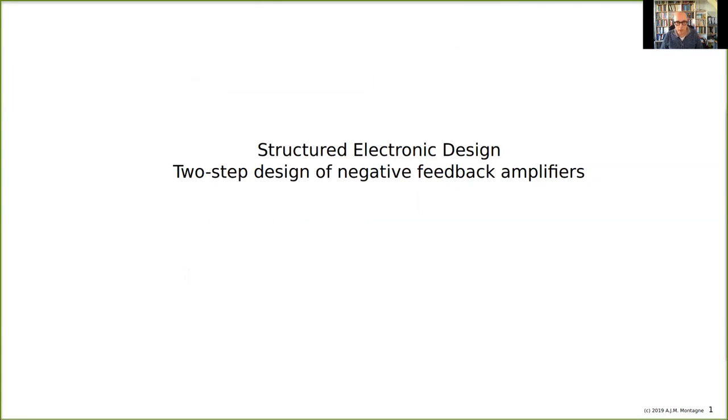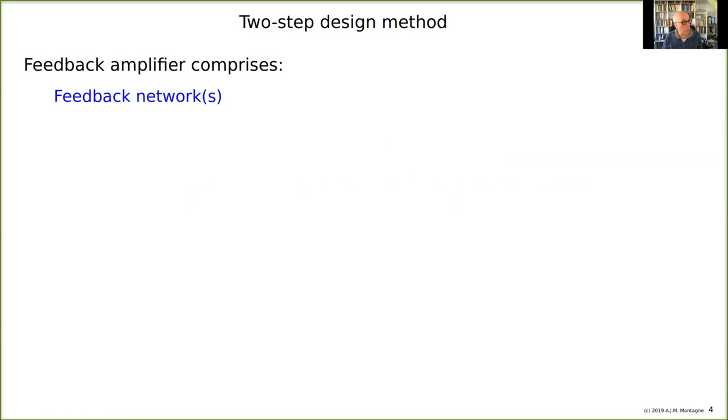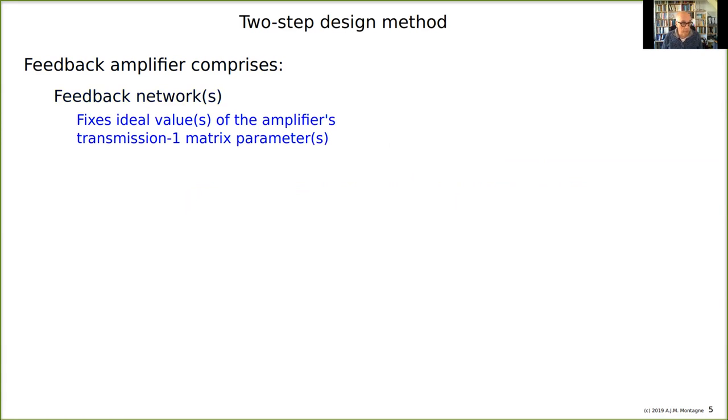So the first presentation I want to show you is about this two-step design of negative feedback amplifiers. The negative feedback amplifiers consist of two elements. You could say it's a feedback network, and that feedback network fixes the ideal value of the transmission parameters of the amplifier. We have designed it in a previous stage.